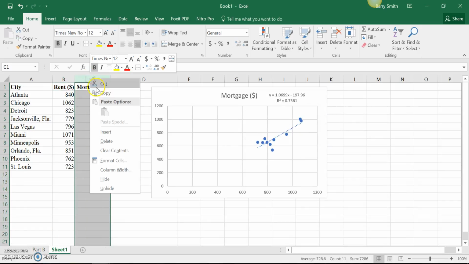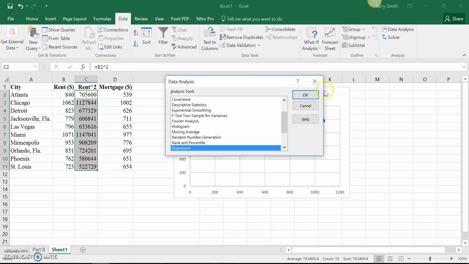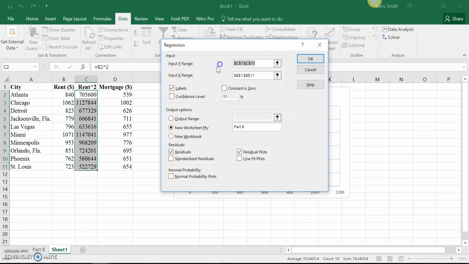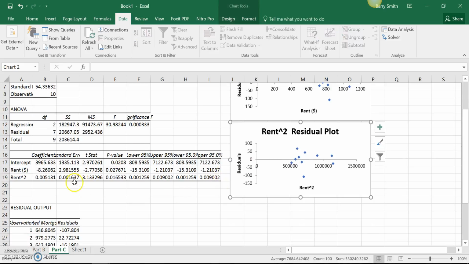Well, to get the quadratic, we're actually going to have to do rent squared, and so we just have equals that value squared, and then we'll just copy that by Control D. And now what we can do is a regression analysis on the quadratic stuff. So we do regression. Now our y still is going to be that, but our x, we're going to have 2 because we have the quadratic now. Let's put this in a C, and we need residuals again.